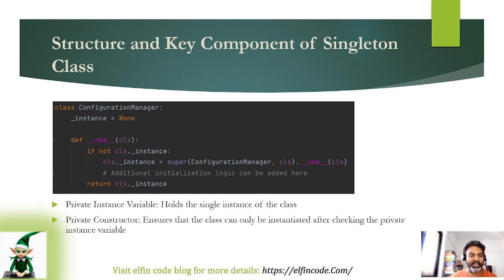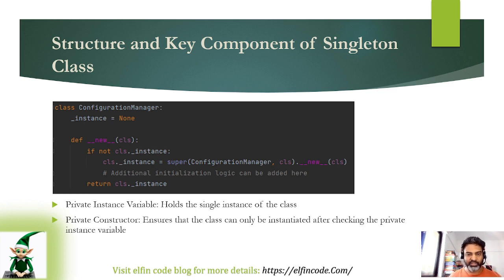The second key component is the constructor. Now if you look at this constructor, __new__, it first checks the instance variable to see whether it has got some value, some reference to the instance object. If it is not there, then it will try to create the instance of the class ConfigurationManager. You can see that super(ConfigurationManager).__new__(cls). This particular statement is used to create a new object, and then it returns the object so that the init method will get called.